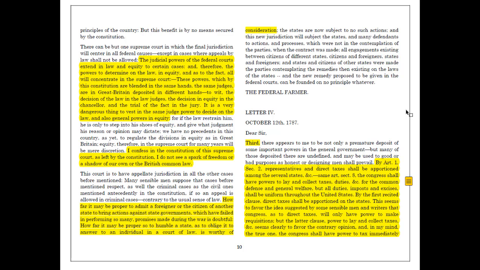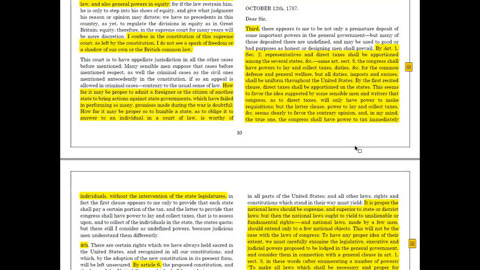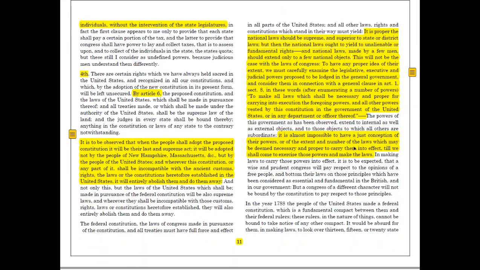"By this first recited clause, direct taxes shall be apportioned on the states. This seems to favor the idea suggested by some sensible men and writers that Congress, as to direct taxes, will only have power to make requisitions. But the latter clause, power to lay and collect taxes and such, seems clearly to favor the contrary opinion, and in my mind, the true one, the Congress shall have power to tax immediately individuals without the intervention of state legislators."